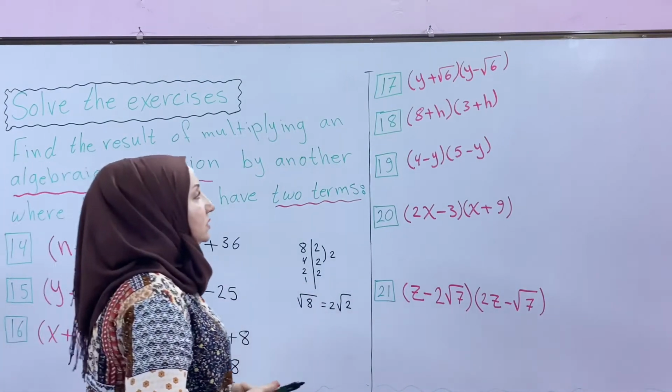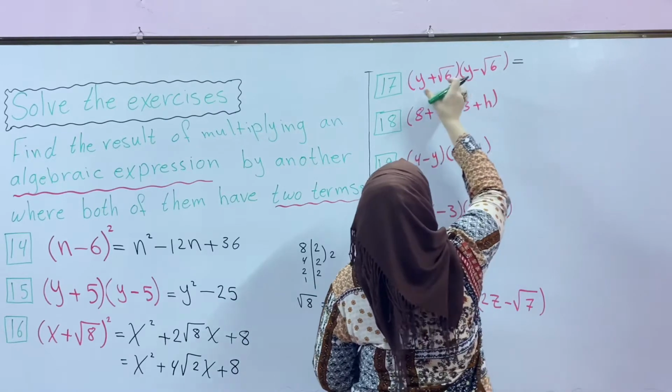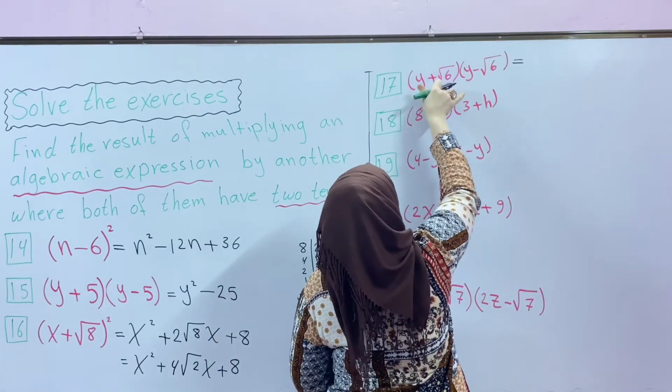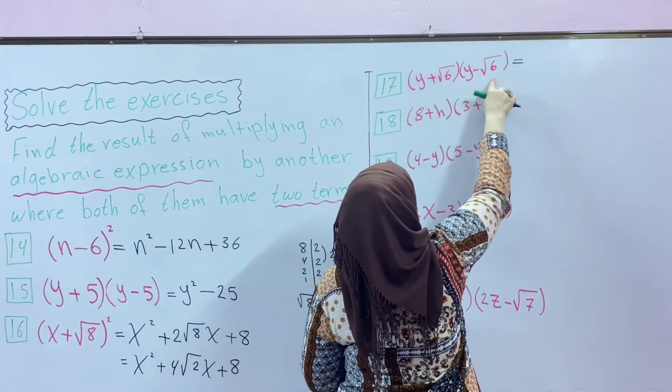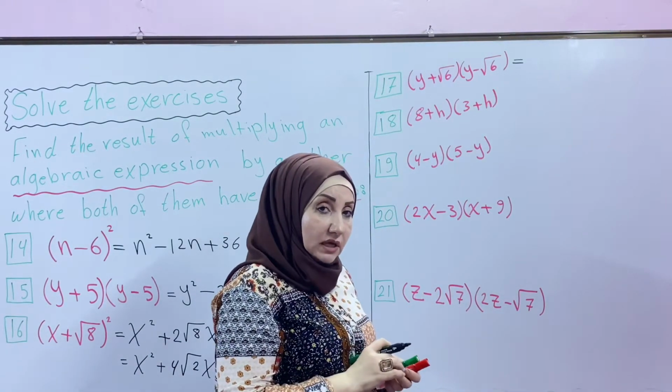And now we will solve number 17. Also we see here that we have an expression of two terms multiplied by its conjugate. What will be the result?